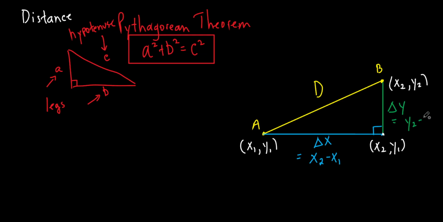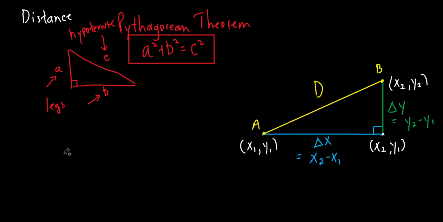Good. y2 minus y1. All right, now we're getting somewhere. So this is the distance between this point and this point along the x-axis. It's x2 minus x1. This is the distance between this point and point B. That's the change in y, which is y2 minus y1. So now we're going to apply the Pythagorean theorem to it. It doesn't matter which one you call A or B. So let's just call the x the A, all right?